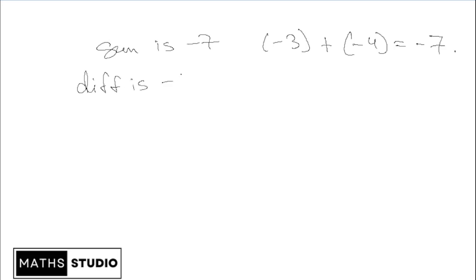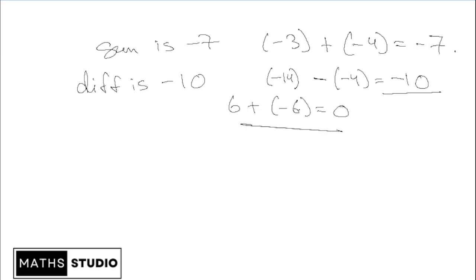So the sum is minus 7. So minus 3 plus minus 4 will give me minus 7. Difference is minus 10. Okay, so overall the difference should be equal to minus 10. So in this case we can take minus 14 minus of minus 4. The result would be minus 10. The third question is sum is 0. This is the easiest one. 6 plus minus 6 will give me 0.